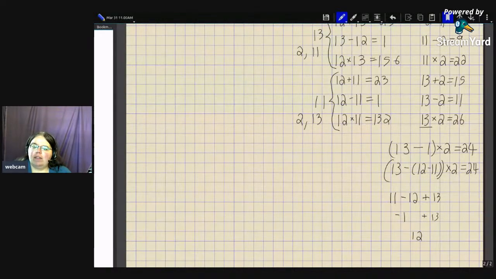Well, let's just see how this thing works. 11 minus 12. Okay, that gives me a negative 1. Okay, negative 1 plus 13 is 12. 12 times 2 is 24. Okay, and there we go. We've finished the puzzle.